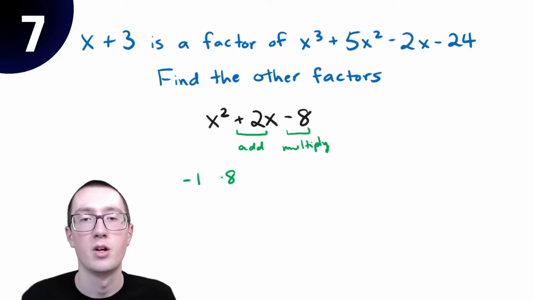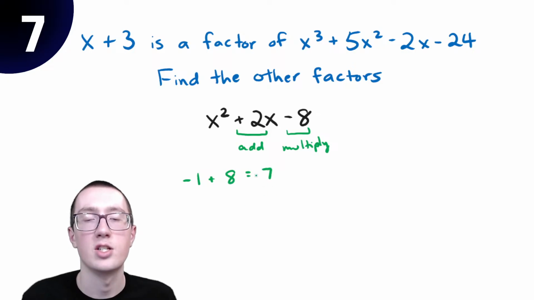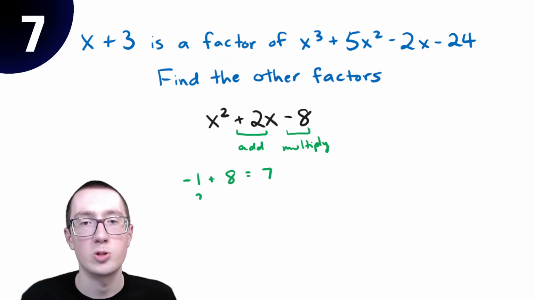So if we add these together, because negative 1 times 8 is negative 8, but if we add them, we get 8 minus 1 is 7. And 7 is not the number we're looking for. So this is wrong. What about 2 and 4?